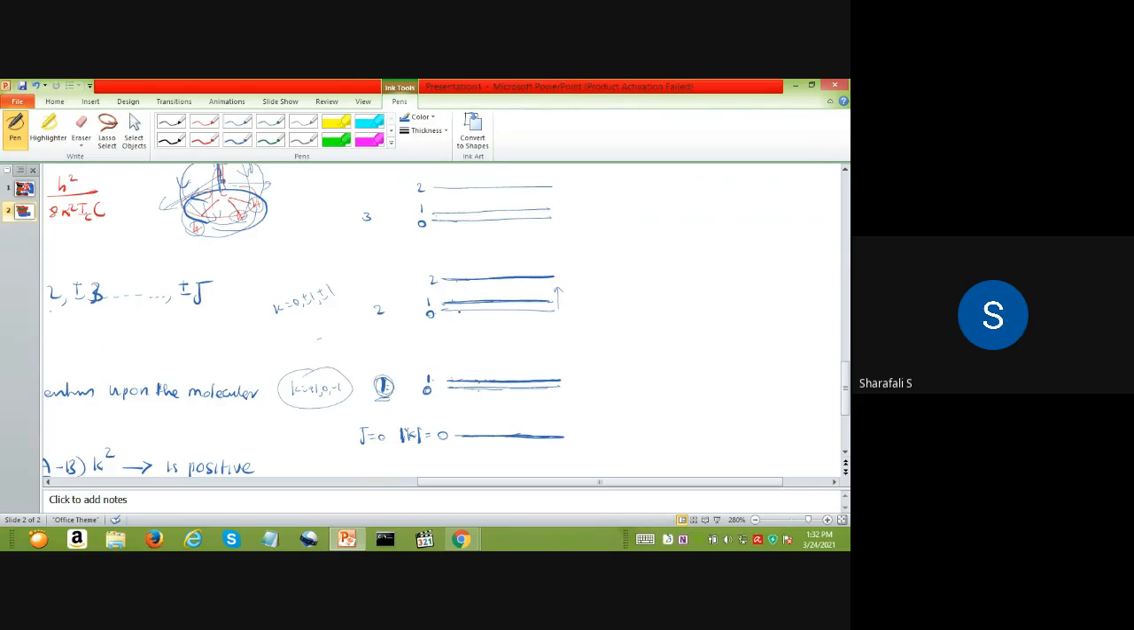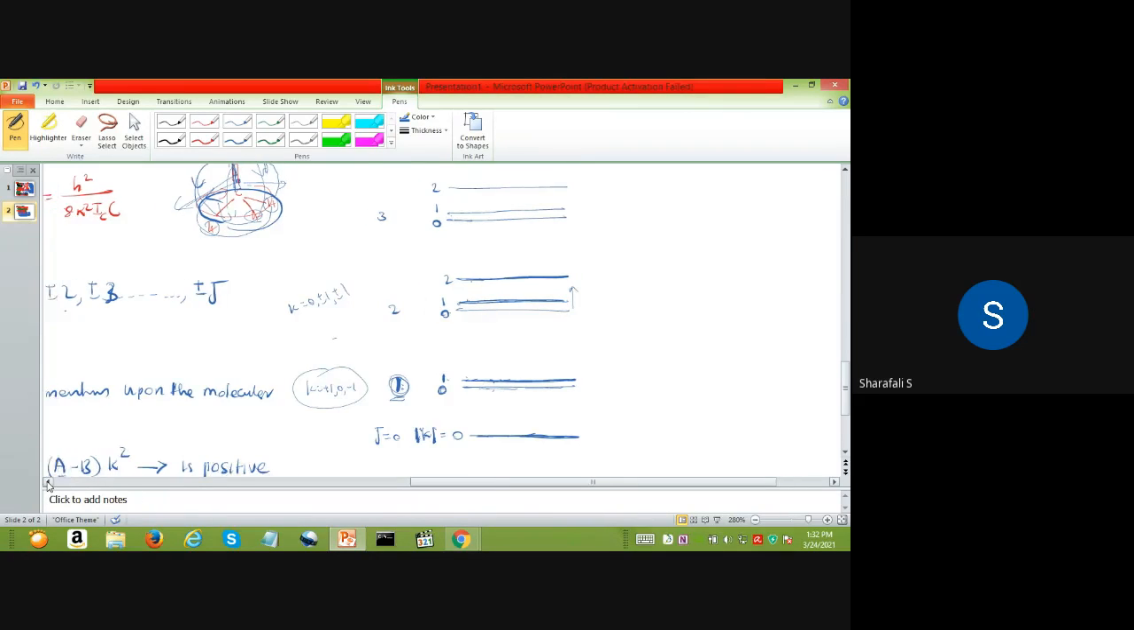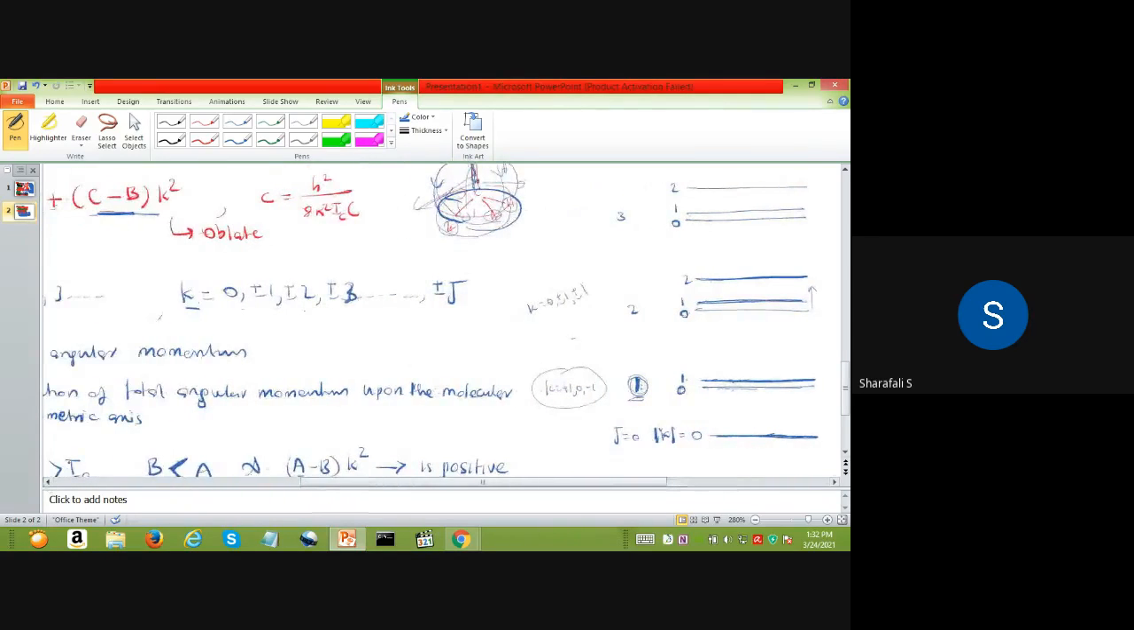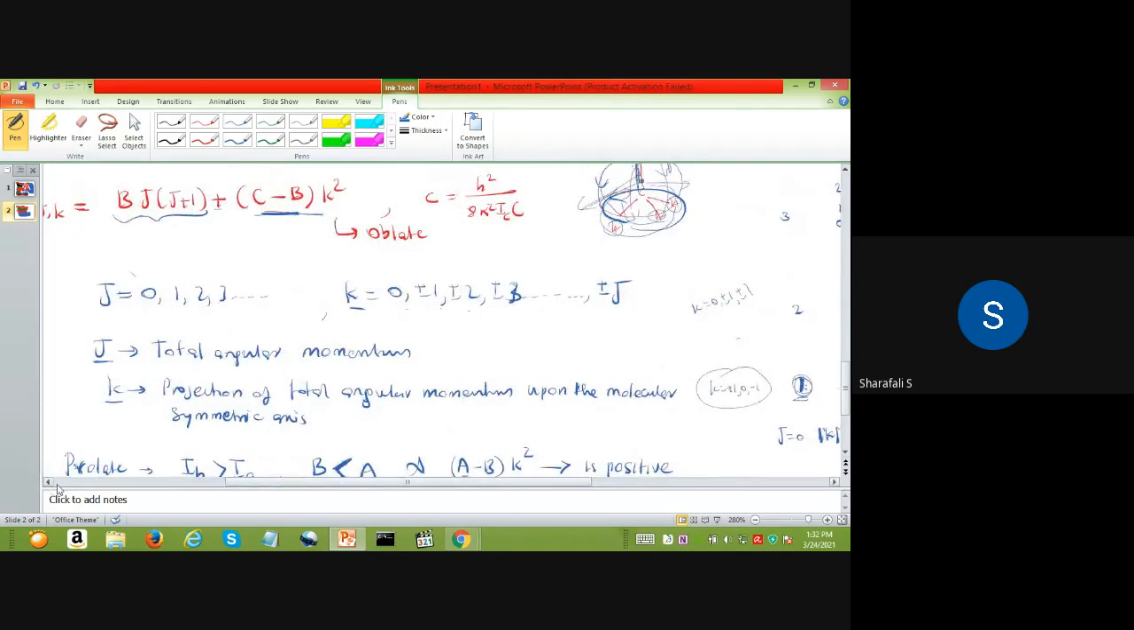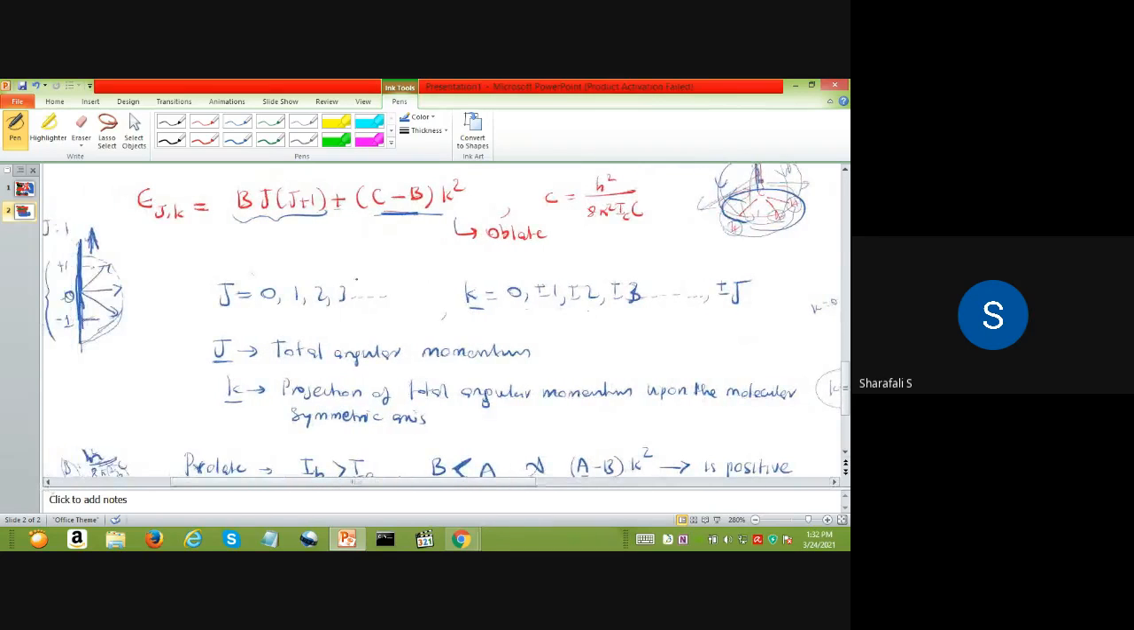There is no k, which means that when k equal to 0, from this expression you can see, let me show you this expression. If you put k equal to 0 here, you do not have that second rotation. So if you put k equal to 0 here, then you have only B into J into J plus 1.